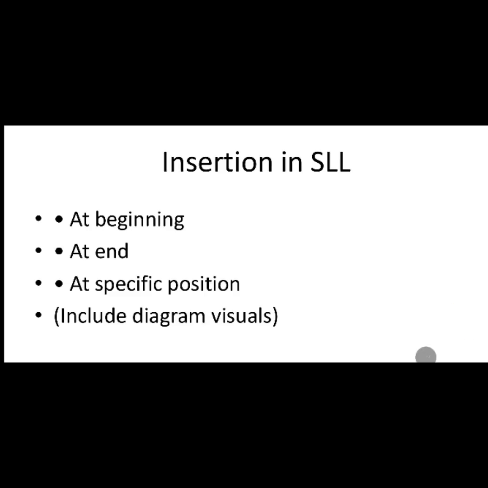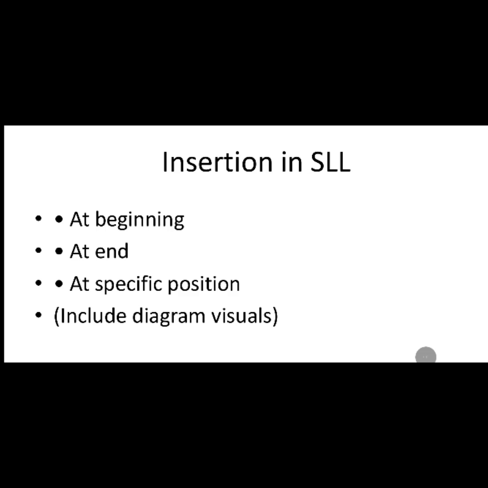The next slide is insertion in singly linked list. We already discussed that insertion takes place in three ways: insertion at beginning, insertion at end, and insertion at a specific position. First, insertion at beginning. We should follow these steps: create a new node, then point it to the current head, then update head to the new node. These are the three steps that should be followed for insertion at beginning.